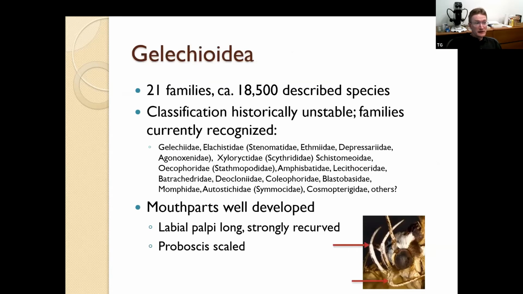And then the Gelechioidea is the superfamily that contains the Gelechiids, of course, and Jim's already talked quite a bit about this. They have a scaled proboscis, and they have these long, usually slender labial palpi that are curved up over the head, and that's really distinctive of this group.